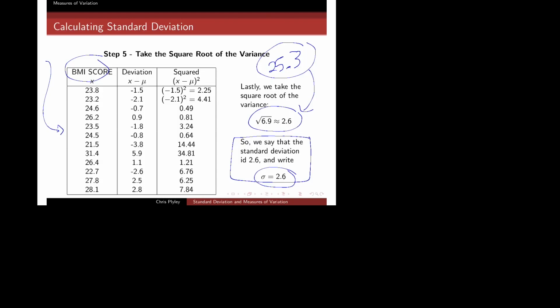I can draw further conclusions about it based on what we do know about standard deviation, and that's what we talk about next. How can I be a little bit more concrete about this? How can I say which percent of my population I can expect to be within a certain range of the mean, and so on. But for now, we're just worried about finding standard deviation, and in this particular case, the answer to this problem is the standard deviation is 2.6 BMI points.